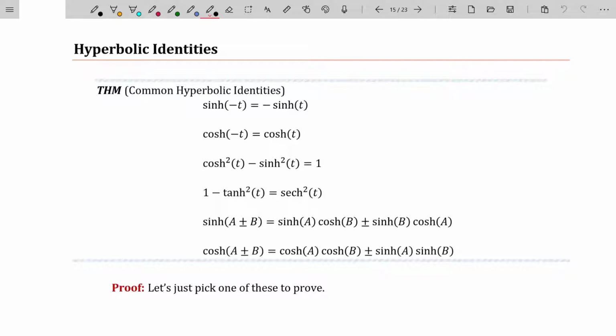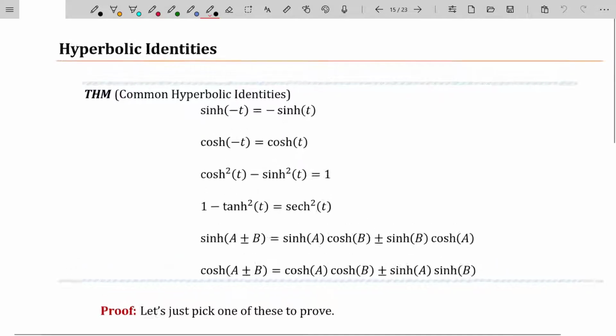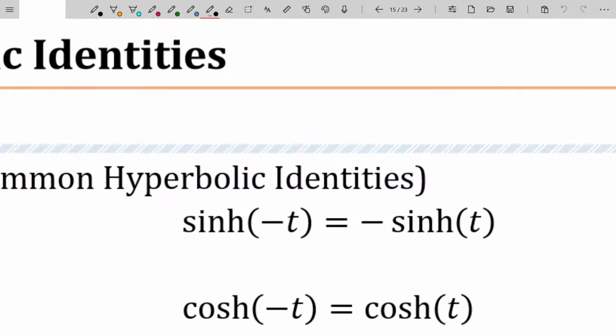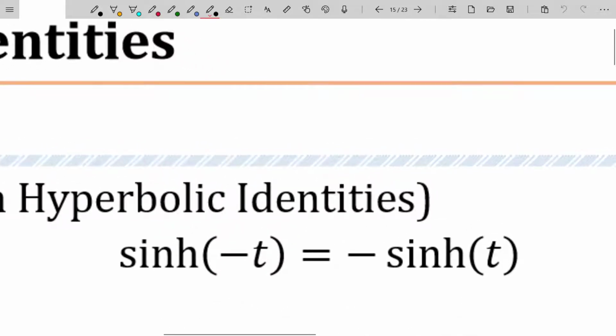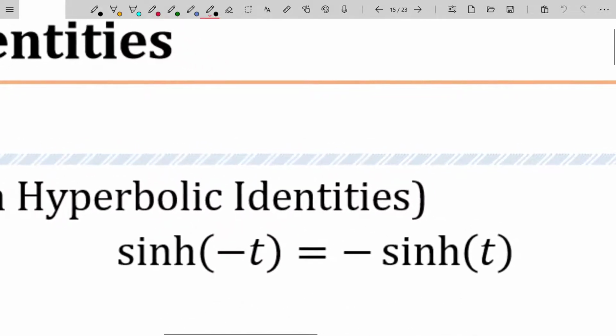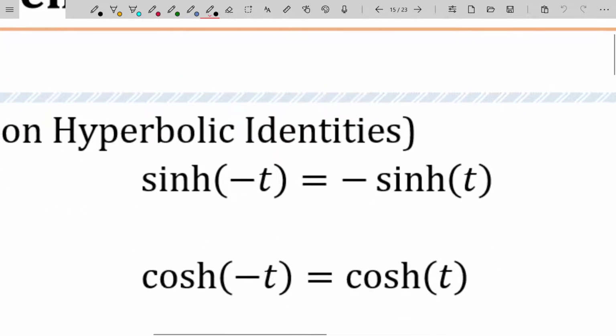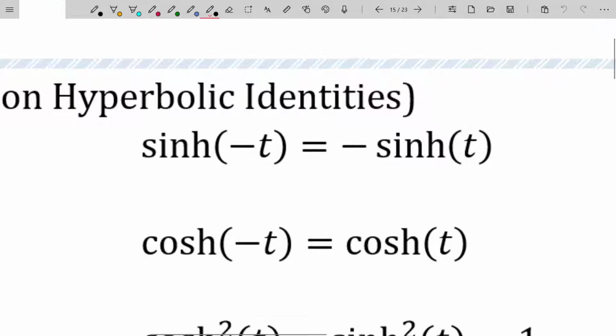In this video, we're just going to talk about the hyperbolic identities, which are very similar in form to the trigonometric identities. We know, for example, in trig, that sine is an odd function. Well, the hyperbolic sine is also an odd function. Sinh of negative t is negative sinh of t. We know in trigonometry that cosine is an even function, and the hyperbolic cosine is as well. The cosh of negative t is cosh of t, so it's an even function.